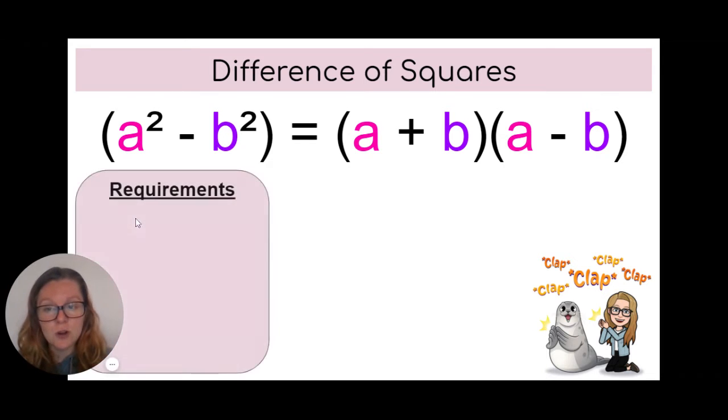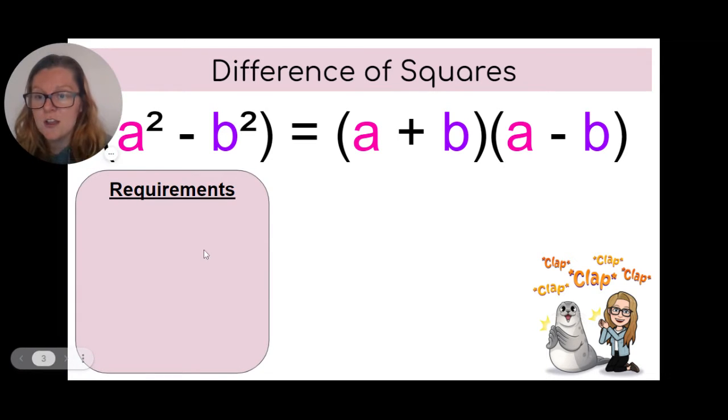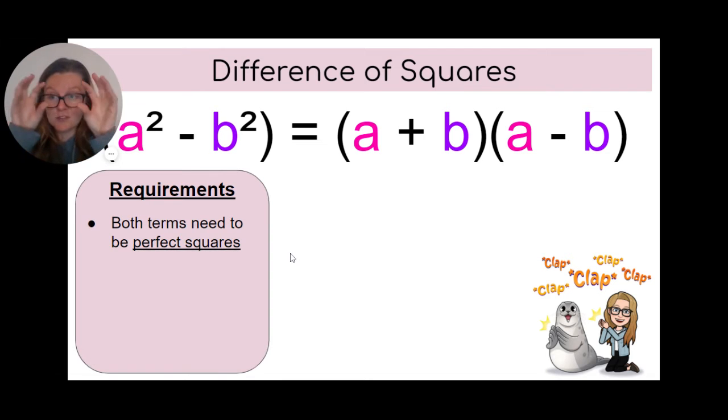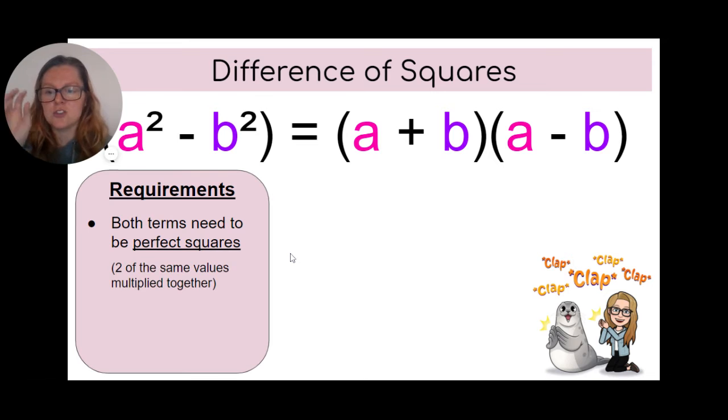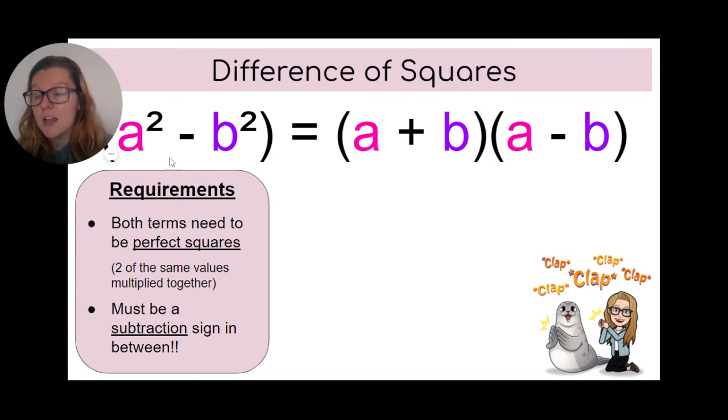Okay, so there are a few requirements before we get started. First things first, both of the terms of that binomial need to be perfect squares. What I mean by that is two of the same values being multiplied together. They can be numbers, or variables, or some combination of both. They just need to be perfect squares. And secondly, there has to be a subtraction right here. If it's a plus, this formula will not work.